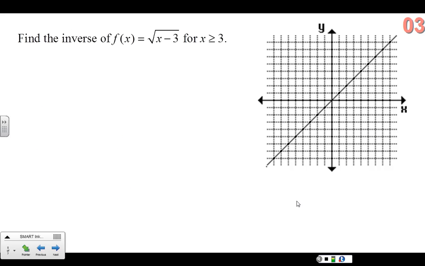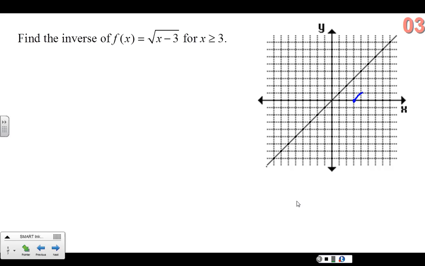Find the inverse of the function f of x equals the square root of x minus 3 for x greater than or equal to 3. So they gave us the domain of it as well. Let's graph that in the coordinate plane we have here just for review purposes. We know the square root function is the half of the sideways parabola. So it would be one-to-one. X minus 3 means we're going to shift it to the right 3.